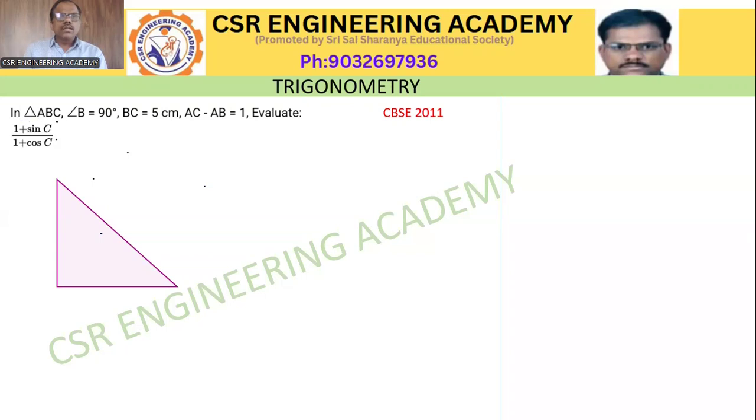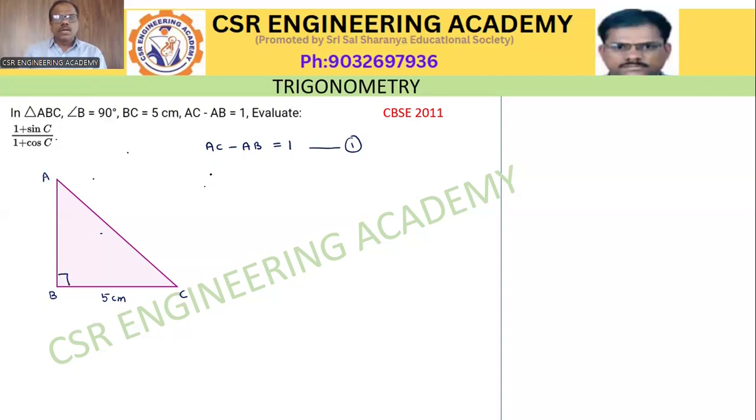In triangle ABC, angle B is equal to 90 degrees, BC is equal to 5 centimeters, AC minus AB is equal to 1. Evaluate (1 plus sin C) divided by (1 plus cos C). Given triangle ABC, angle B is equal to 90 degrees, BC is equal to 5 centimeters, AC minus AB is equal to 1, equation 1 given.